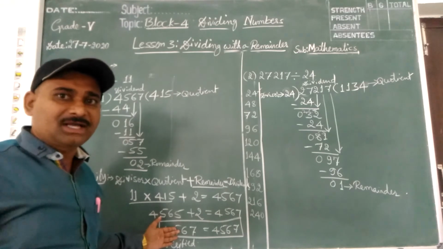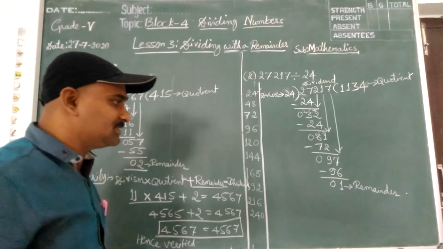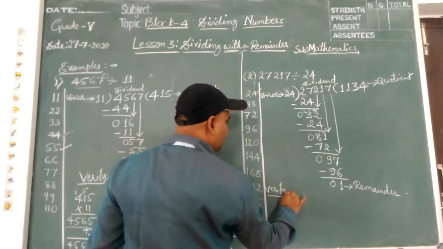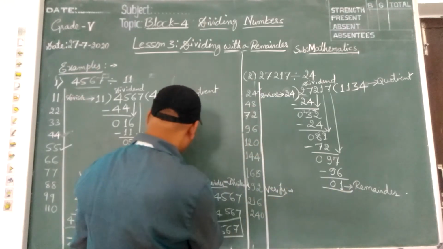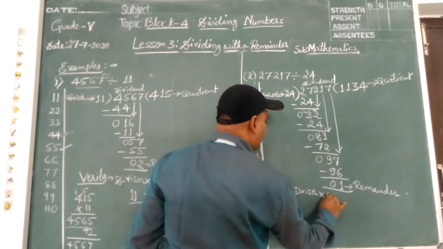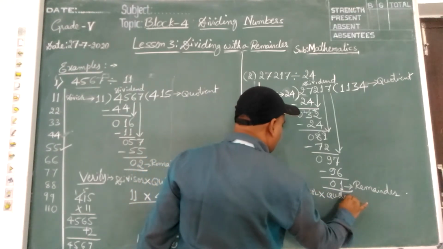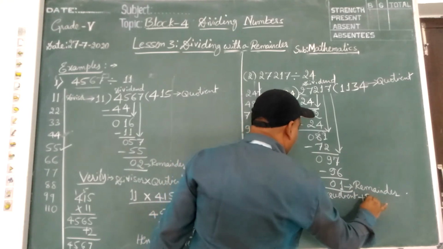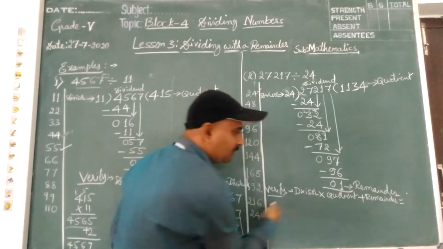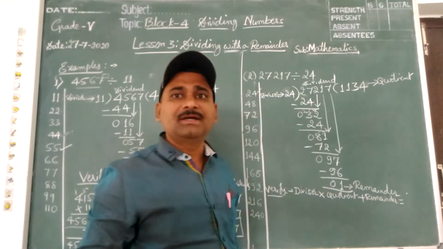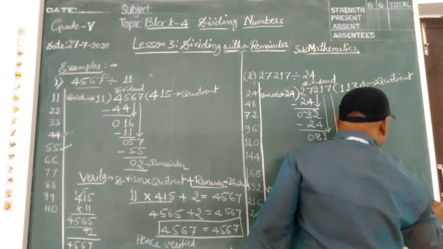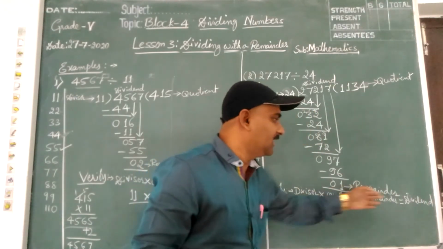We can verify our answer, children. Let us verify. How to verify? Children, don't forget this formula. Divisor into quotient plus remainder. If you do all these, what will you get? You will get the dividend.